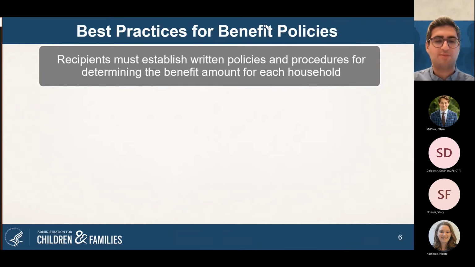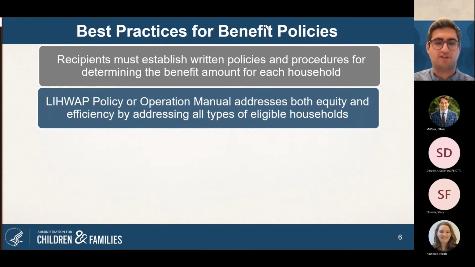All LIHWAP recipients must establish their own written policies and procedures for intake workers to follow when deciding the benefit amount for each household. The appropriate section of the LIHWAP policy or operation manual will provide key definitions and steps that intake workers must follow when making benefit determinations. Written policies and procedures are typically reviewed by independent monitors and auditors that check on your program's compliance with federal rules. The LIHWAP policy or operation manual addresses both equity and efficiency simultaneously.